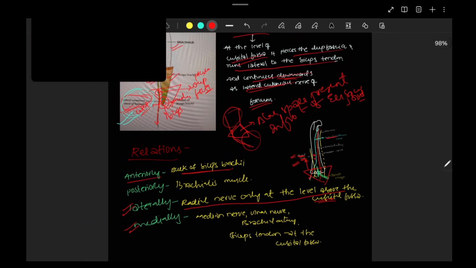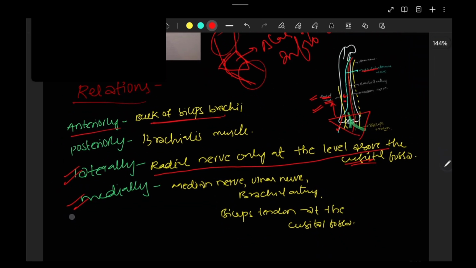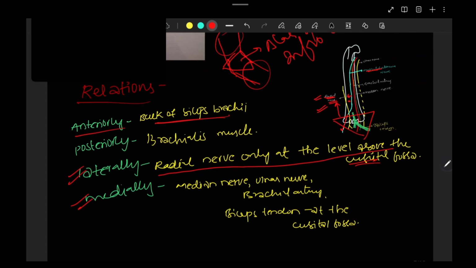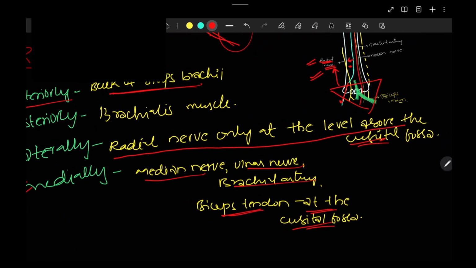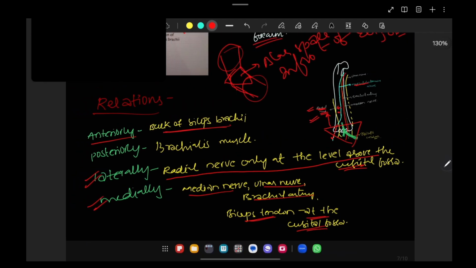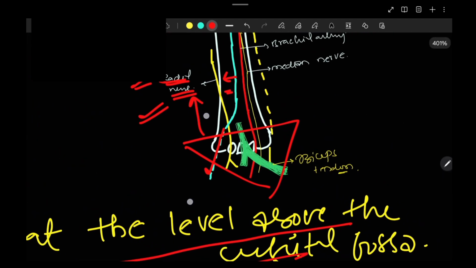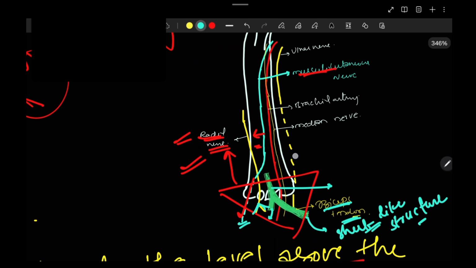Medially, I've told you, one is the biceps tendon. If the nerve is present laterally, then obviously the medial side is the biceps tendon at the level of the cubital fossa. Then the major things, which are the median nerve, ulnar nerve, and the brachial artery, are all contents of the cubital fossa. Let me discuss from the diagram. This is the ulnar nerve, this is the brachial artery, and this is the musculocutaneous nerve.